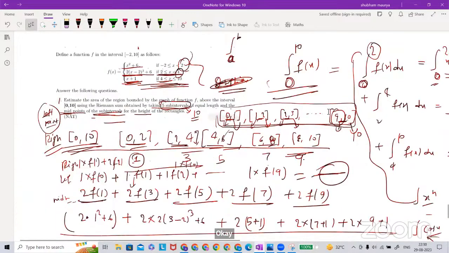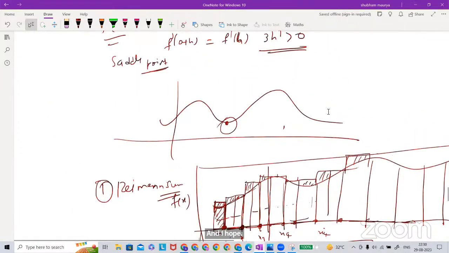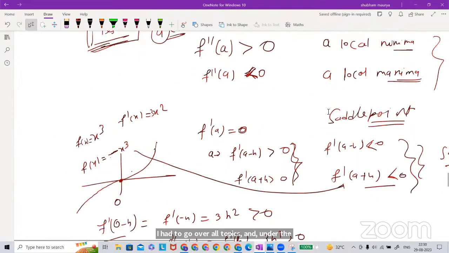Okay, so this is for today's session. That's all. And I hope I have covered all topics: integration, area under the curve, Riemann, limit, continuity, differentiability.